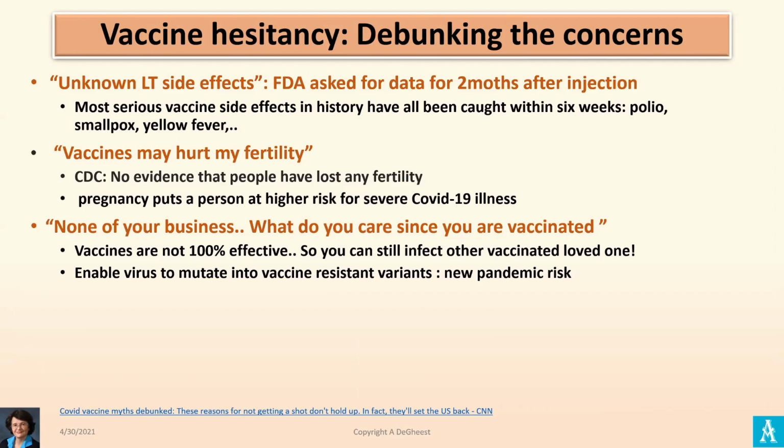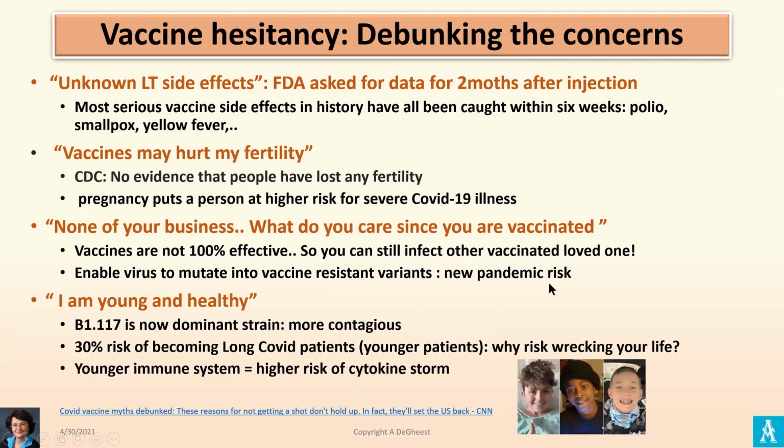If you get exposed to people on a regular basis who are infected, you will get it. And here's the problem. It enabled the virus to mutate into a vaccine-resistant variant and the risk of a new pandemic risk, which we talked about in the first video. The other argument you're going to hear is that I am young and I'm healthy, therefore I'm invincible. I'm a mom, so I've heard that before.